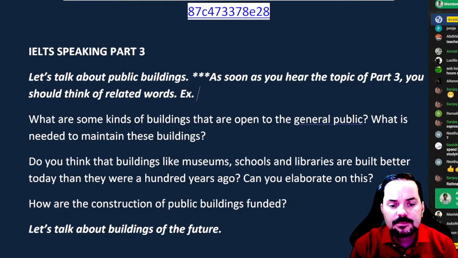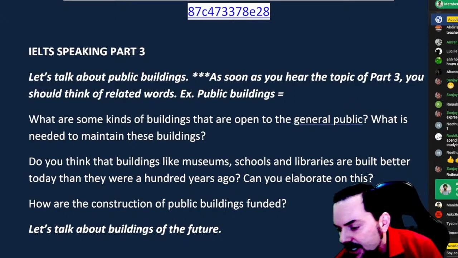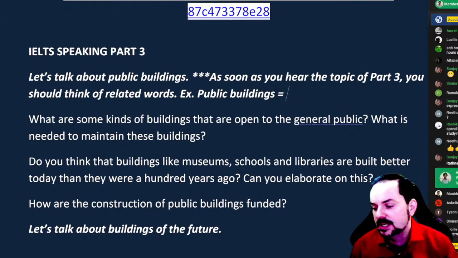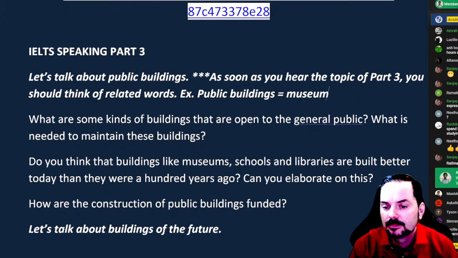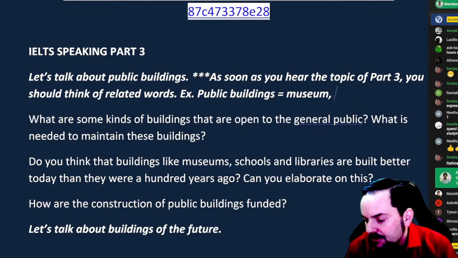So for the example of public buildings, what do you think of? Tyson says apartments. Apartments are not necessarily public buildings. Museums are, that's right, Simran. So they're kind of owned by the public. They're owned more or less by the government.